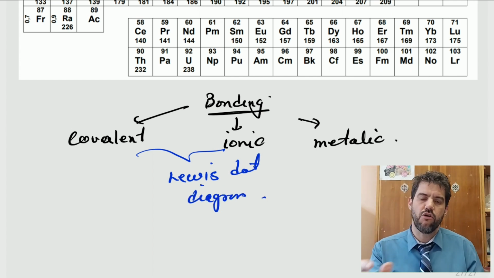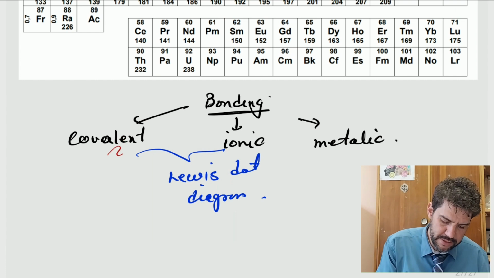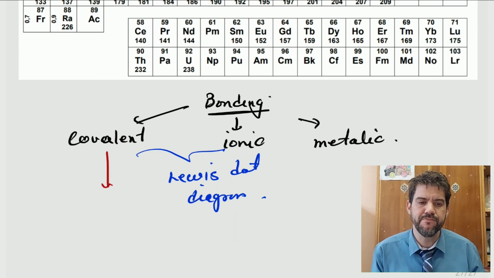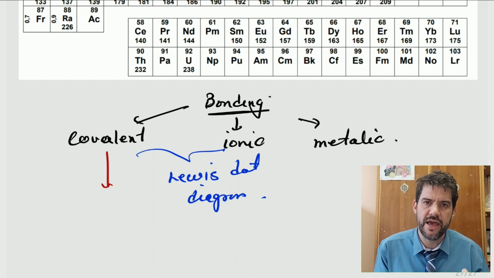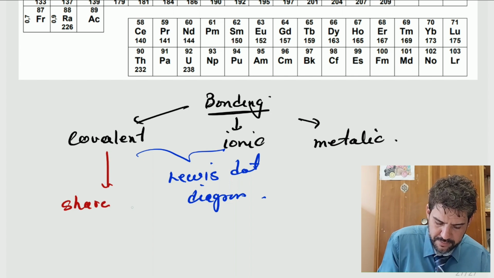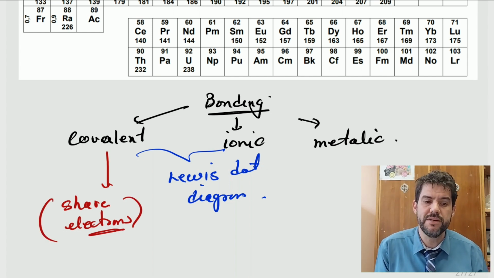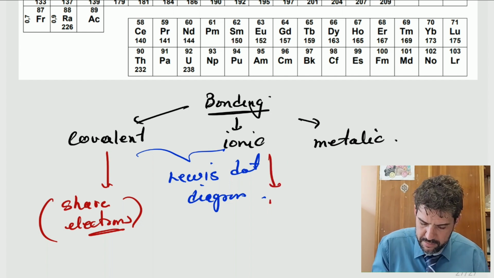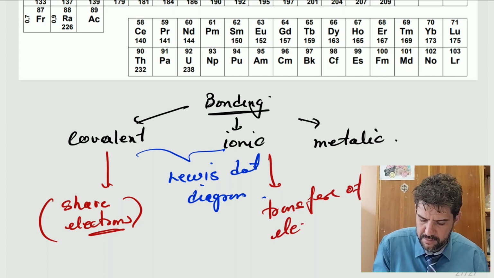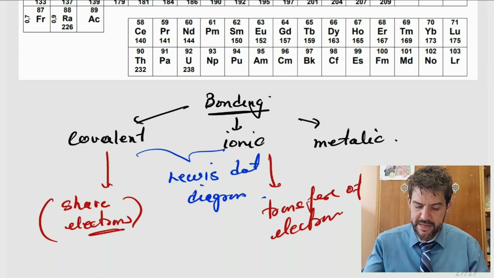But they are different. Covalent is different from ionic, okay? So now, just for you to remember, covalent is when the electrons are going to be shared between the atoms. So these electrons are going to be shared. Share electrons. All right, and then the ionic is going to be a transfer. It means electrons are going to move from one atom to another. That is what happens in ionic bonding.